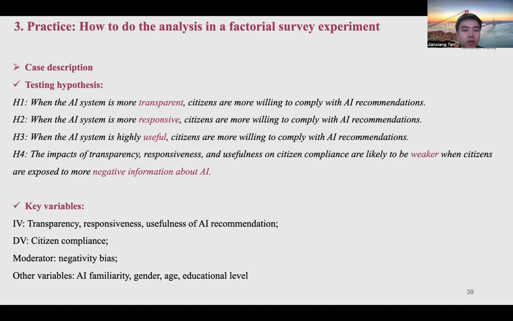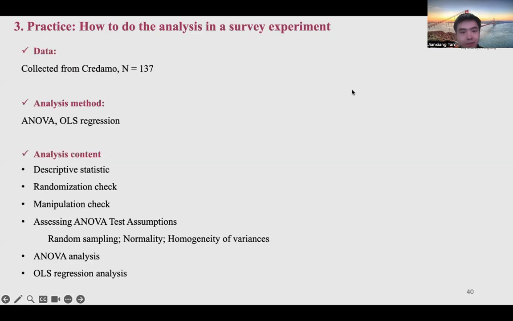So the key independent variables here are the transparency, responsiveness, and usefulness of AI recommendations, and the dependent variable is citizen compliance. Each of those three factors is categorized into two levels, the higher level and the lower level. And the moderator here is negativity bias, and the other variables include AI familiarity, gender, age, and educational level.